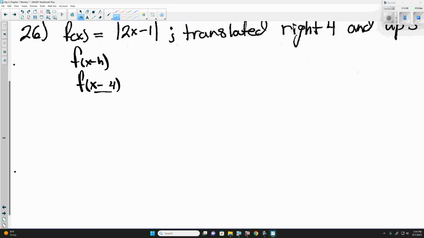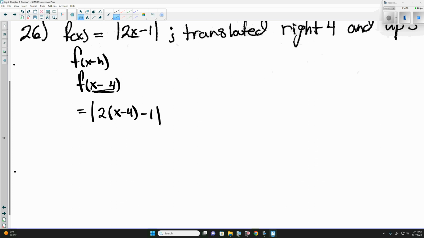Now, at this point, we don't have f of x anymore. We have f of x minus 4. So we replaced x with x minus 4, which means every x in the function has to be replaced with x minus 4. Everything else stays the same. We're just switching out that x. So we'll still have the 2, but instead of x, we have the quantity x minus 4, minus 1. Everything else stayed the same. We're just pulling that x out and replacing it with x minus 4.